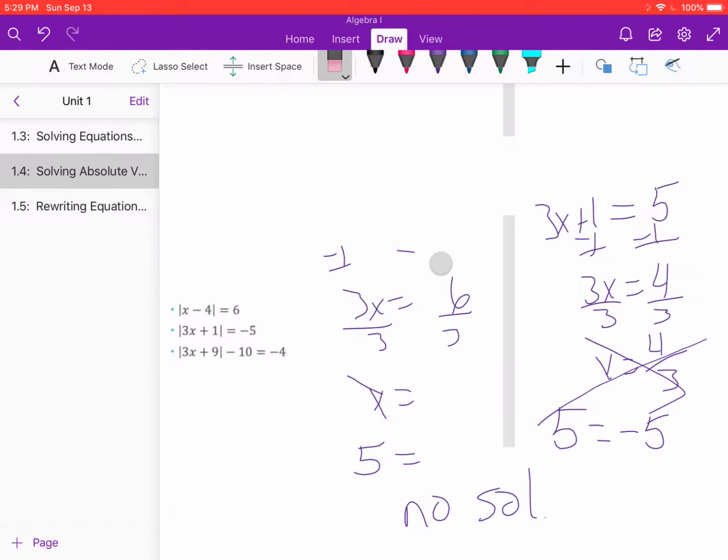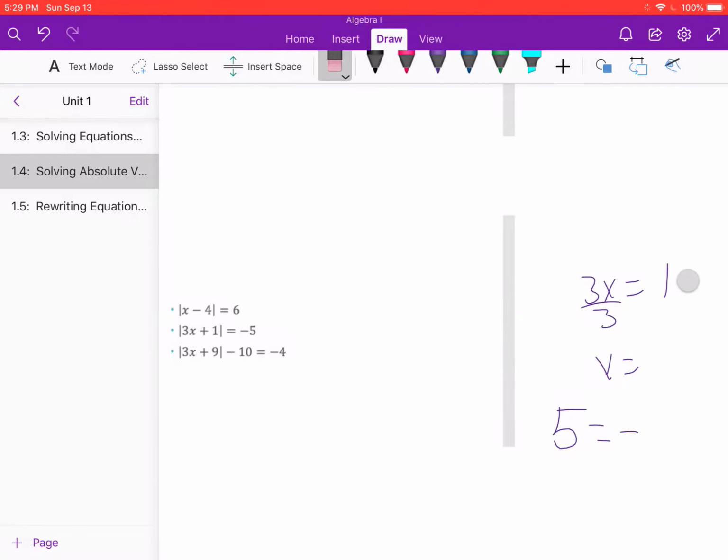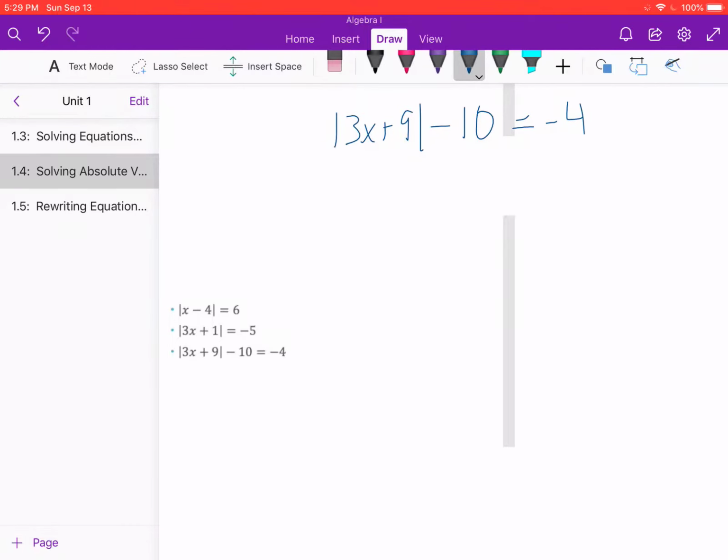All right, moving to our last example. So now we have the absolute value of 3x plus 9 minus 10 equals negative 4. This one's different from the first two in that we have that minus 10. So we need to get the absolute value by itself. So I'm going to add 10 to both sides. The absolute value of 3x plus 9 is now equal to 6, which is a positive number, so we're good to go. I'm going to write it twice.